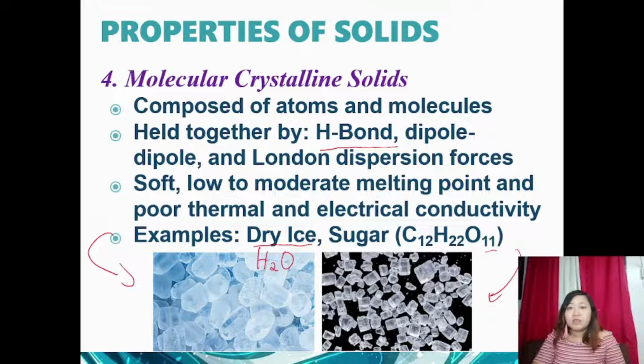So just a reminder, do not be confused between covalent network and molecular crystalline solids. The clue here is the hydrogen. If the material is a compound and it's composed of too much hydrogen, then it is a molecule or a molecular crystalline solid. If it is a covalent bond and it's very repetitive like carbon atoms, it is a covalent network solid.